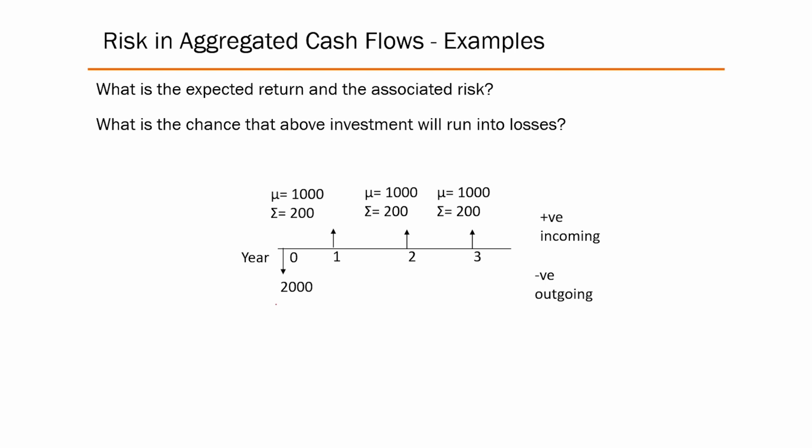So this is a simple case. Year 0, 2000, it's not a variable. For year 1 cash flow, mu is given, sigma is given. For year 2, mu is given, sigma is given. For year 3, mu is given, sigma is given. Assuming that these are also normal distributions, and independent of each other, we are solving this example.